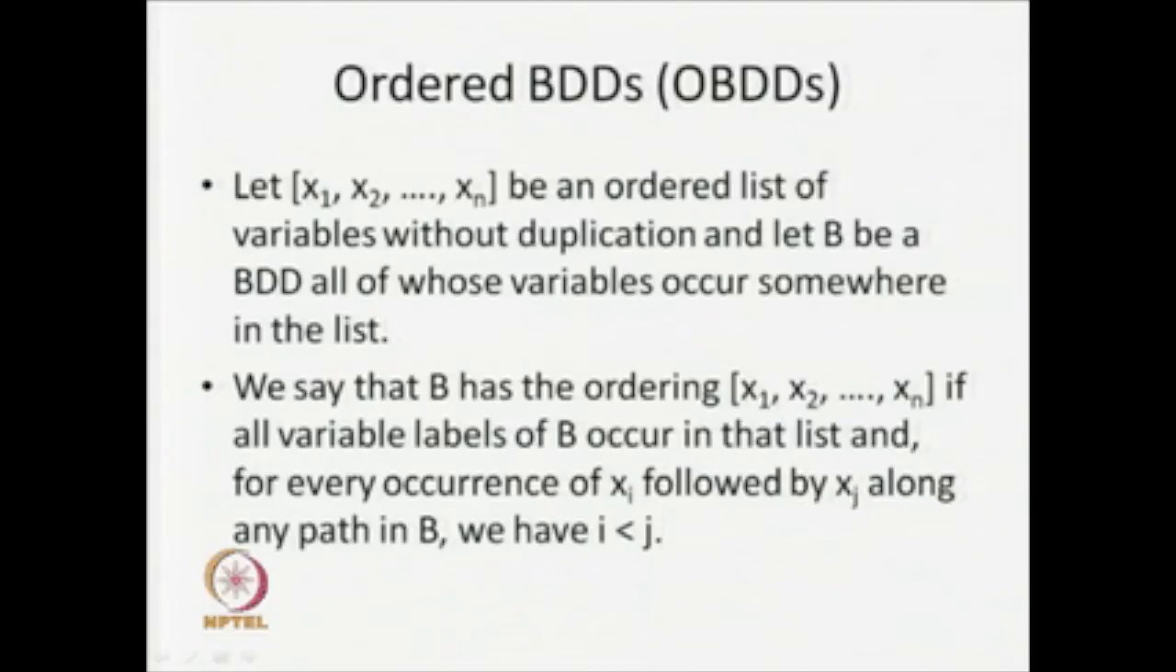That means, if we follow this ordering, say x 1 to x n, then when we draw this BDD, x 1 must always come before x 2, or x 1 always comes before x n. It should follow this particular ordering. When we restrict the BDD to this ordering, you will find that in any path a variable will appear only once. Since it appears only once, the multiplicity of valuation like x equal to 0 and x equal to 1, the way we saw in the earlier example, will not occur. So, in an ordered BDD, we follow a particular ordering of the variables.